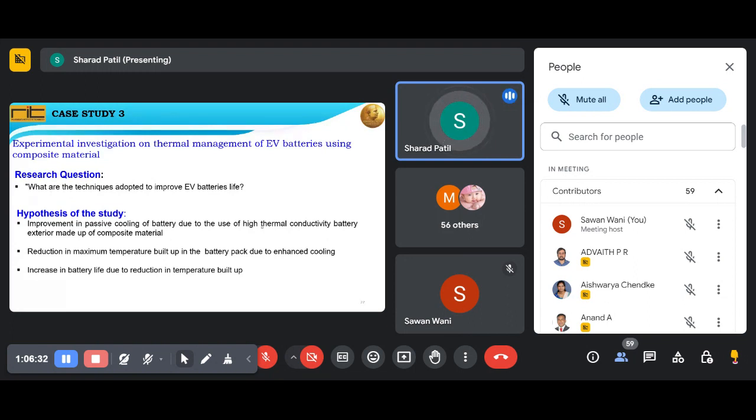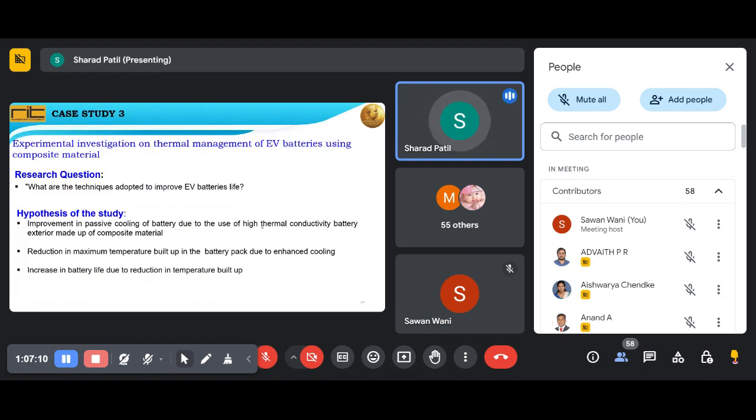So the second hypothesis is the reduction in the maximum temperature. If you are going to use these passive techniques with high thermal conductivity materials, then the hypothesis says that there will be a reduction in the maximum temperature built up in the battery pack due to the enhanced cooling. So this will lead towards a reduction in the temperature attained in the batteries during working. Then if the temperature is reduced, and enhancement in the cooling is there, automatically it will increase the life of the battery due to the reduction in the temperature built up in the battery cells.